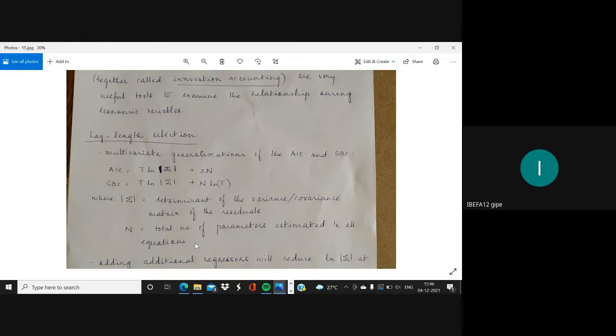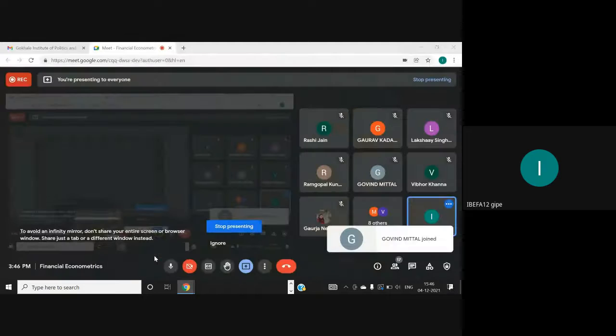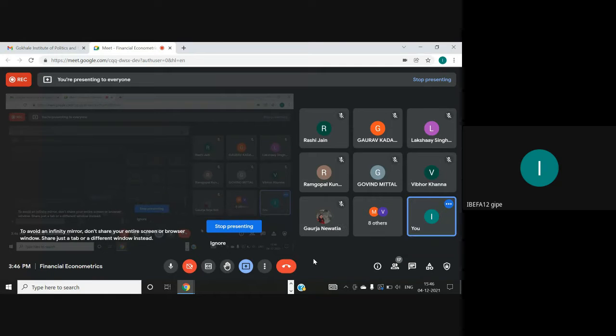Can anyone recall and tell me how many parameters there will be in an n variable VAR model? Does anyone remember? Am I audible to you all? At least you can try and guess even if you don't remember.